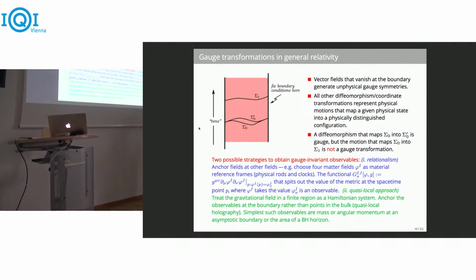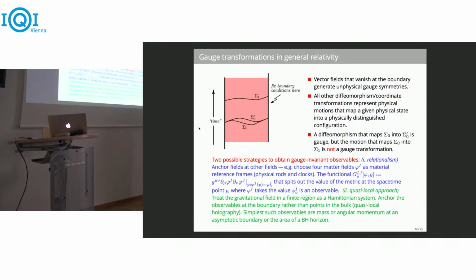And there are now two grand strategies in the literature that are somewhat opposed, but also complementary, for how to now construct gravitational observables. The first approach kind of disregards this issue of large gauge transformations that transform the boundary. It follows a relational approach, and it's conceptually very natural and simple, in fact.